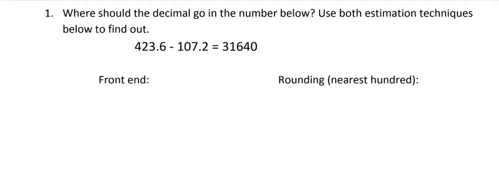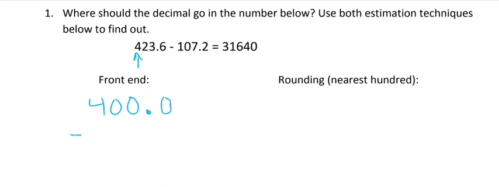In front-end estimation, a reminder that we're taking the front number and turning everything else into a 0. So in our first number, the 4 is in the front, the 2 is going to turn to a 0, the 3 will turn to a 0, we have a decimal, and the 6 turns to a 0. Then we're going to subtract, and I'm just going to do these vertically to save us some time here.